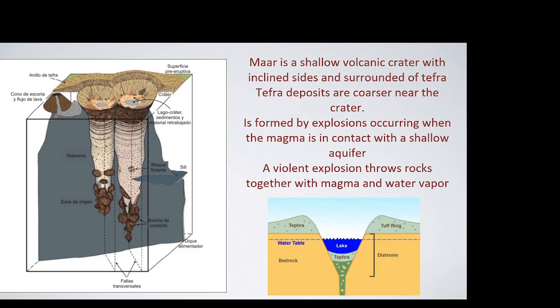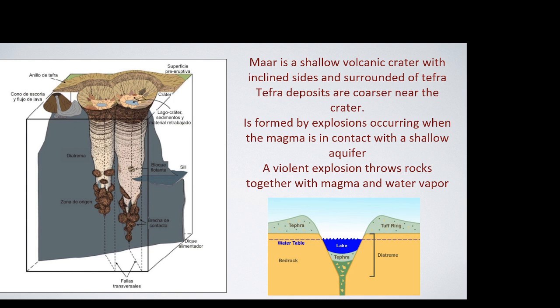A maar is a volcano that is formed because the magma is flowing toward the surface and it encounters an aquifer, and when the magma touches the water, it explodes violently and forms a crater.